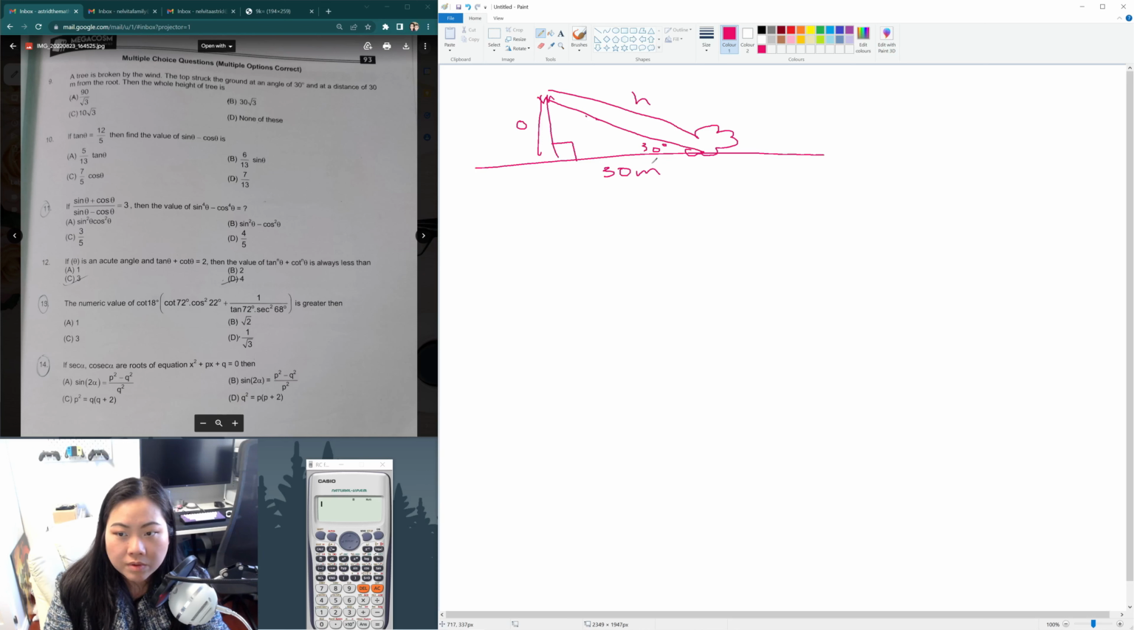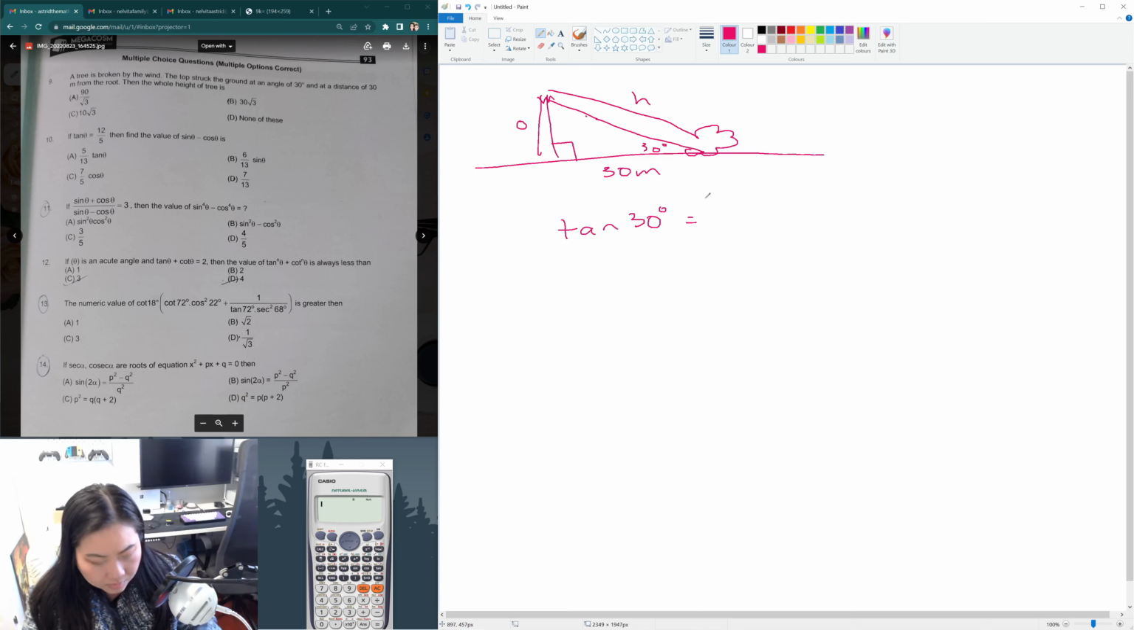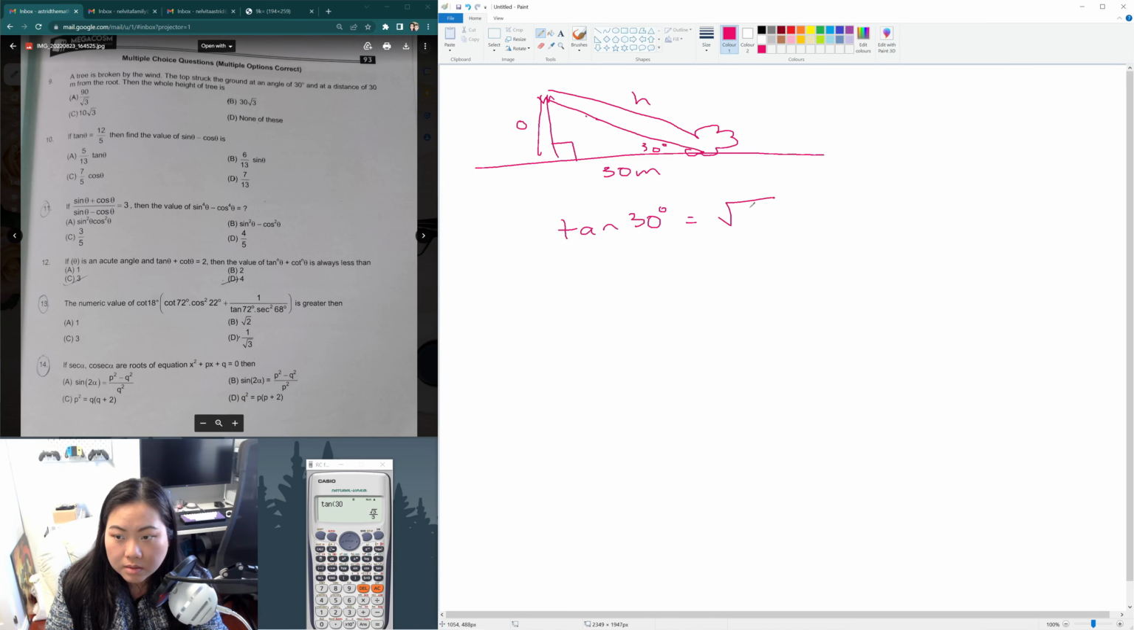That's opposite over adjacent, so that's tan 30 degrees. Tan 30 degrees, what is that? I could never remember. Tan 30 degrees is root 3 on 3, which is also equal to O over 30.